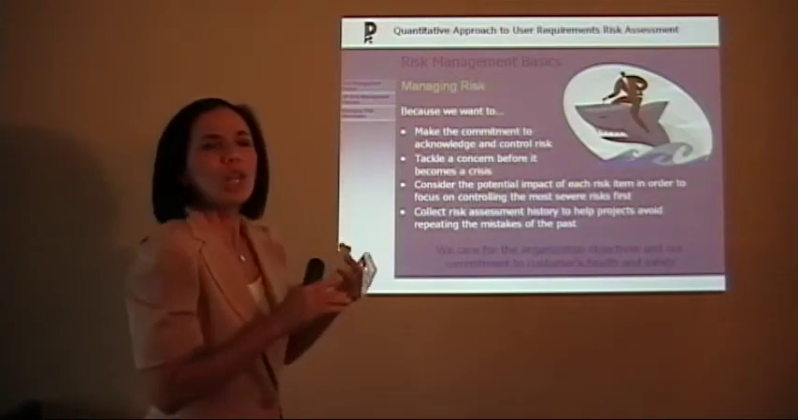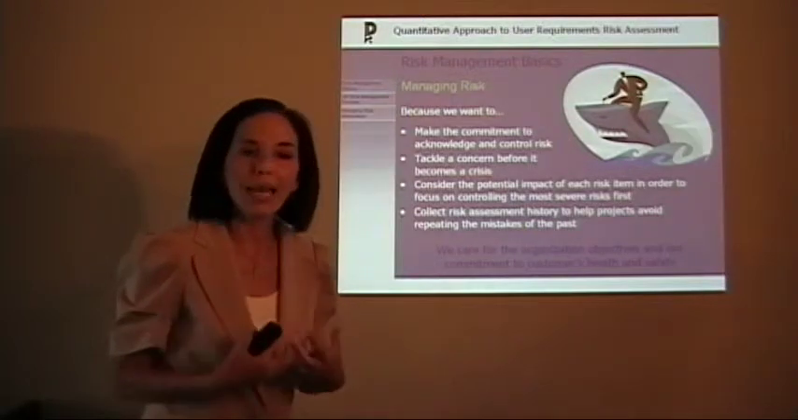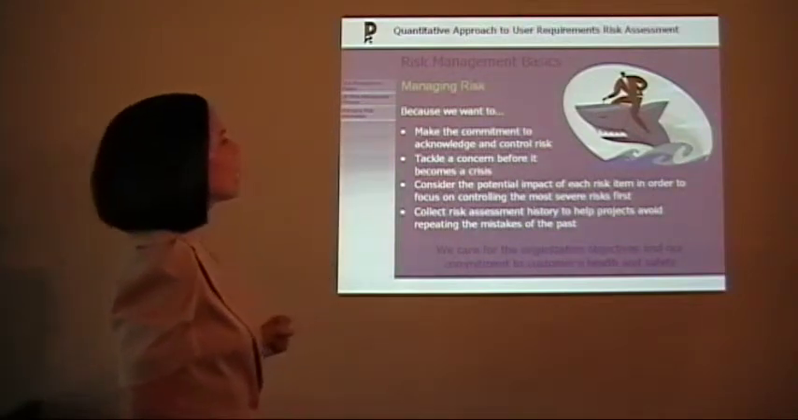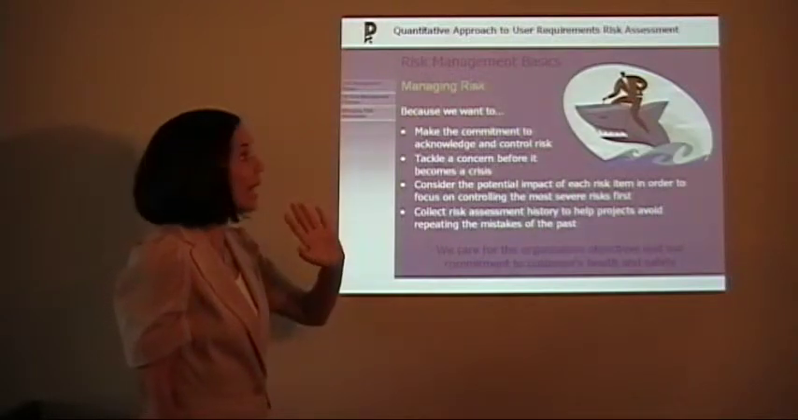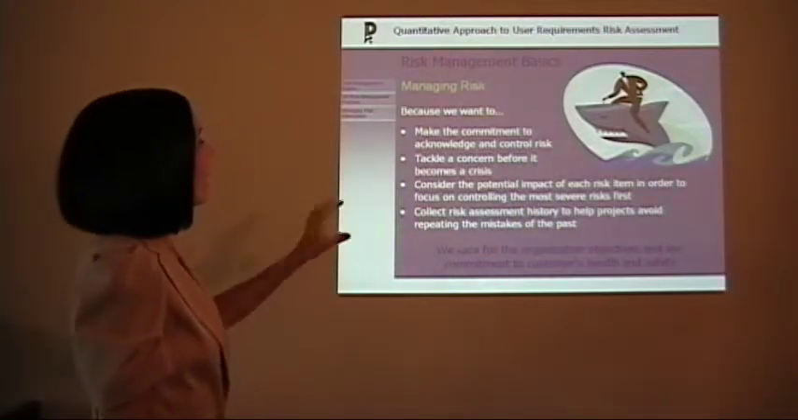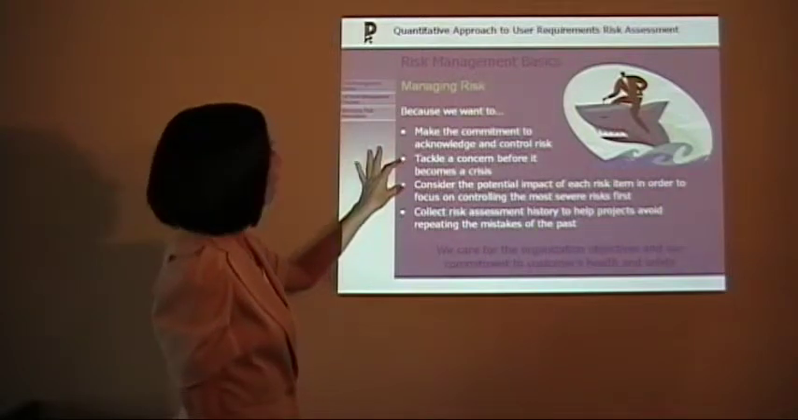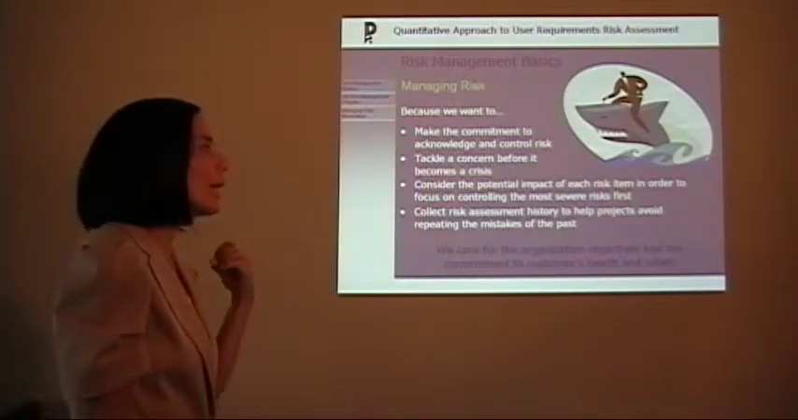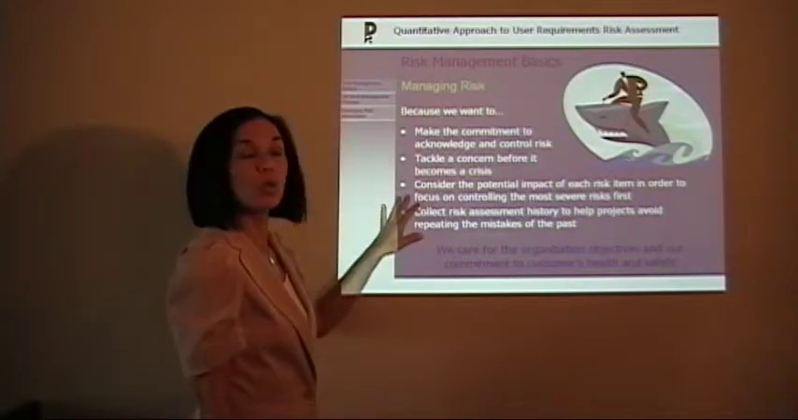So, having understood what risk is and our mindsets about risk, how do we manage risk? Why do we manage risk? Well, we manage risk because we make the commitment to acknowledge and control it. That is the first aspect of why we manage risk. The second one is because we want to tackle a concern before it becomes a crisis. The third one is because we want to consider the potential impact of each risk item in order to focus on controlling the most severe risk first.